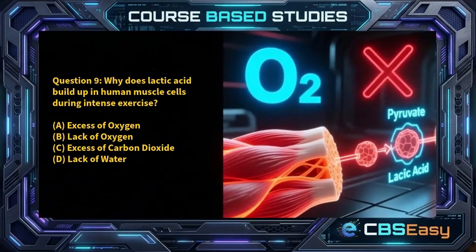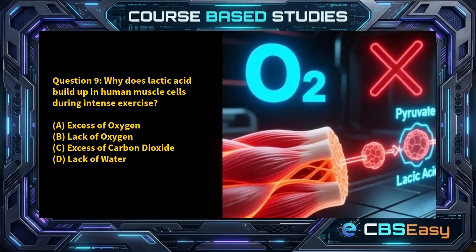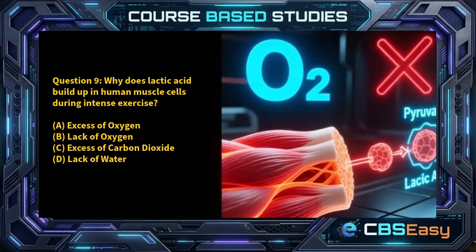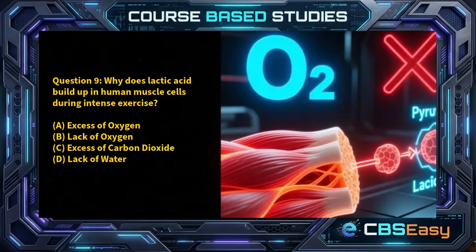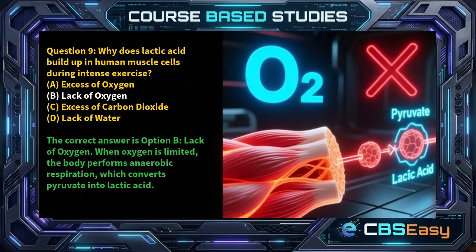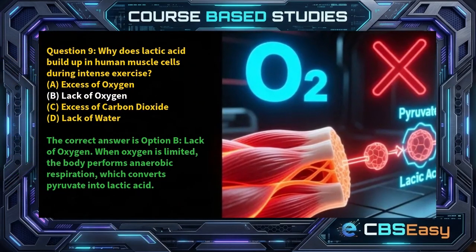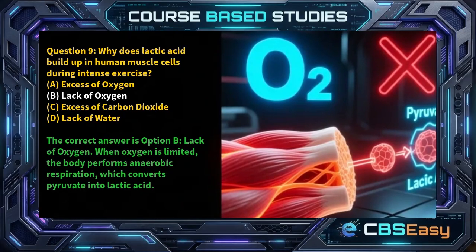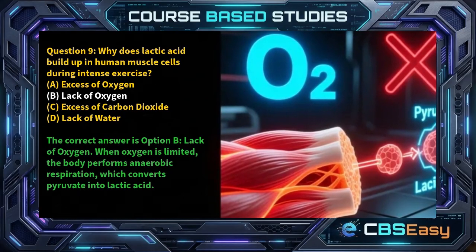Question 9. Why does lactic acid build up in human muscle cells during intense exercise? The correct answer is option B, lack of oxygen. When oxygen is limited, the body performs anaerobic respiration, which converts pyruvate into lactic acid.